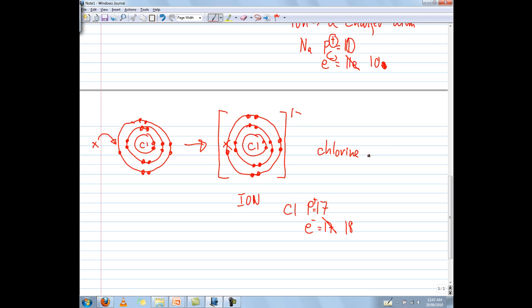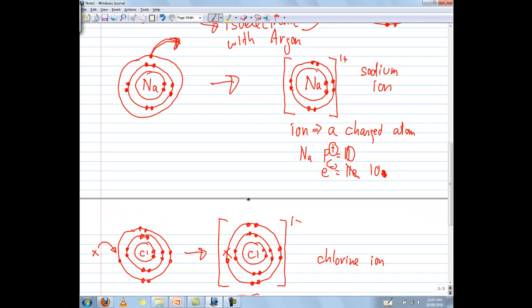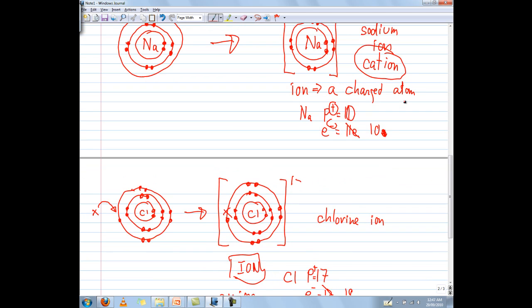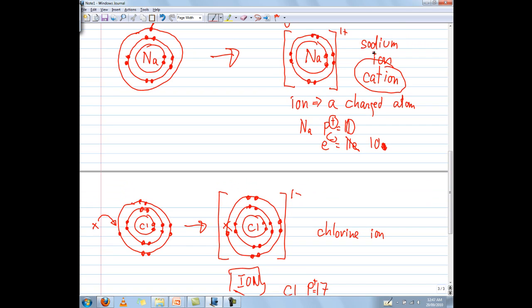Now, ion is a very generic term. To be a little more specific, if you have a negative ion, it's called an anion. If you have a positive ion, like we have here with sodium, it is called a cation. So cations are positive ions. Anions are negative ions. How do I remember this? Well, essentially, if you take a look at the cat, the T kind of makes a positive sign.